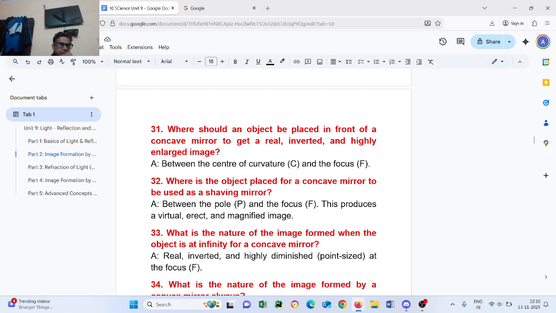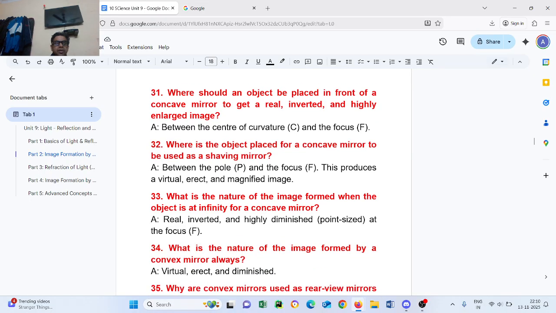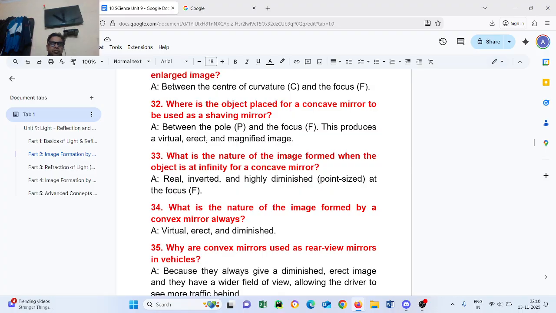Question number 33. What is the nature of the image formed when the object is at infinity? For a concave mirror, it is real, inverted and highly diminished, point size, at the focus. Question number 34. What is the nature of the image formed by a convex mirror always? Virtual, erect and diminished.